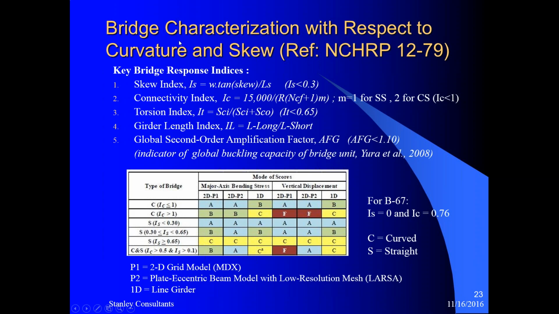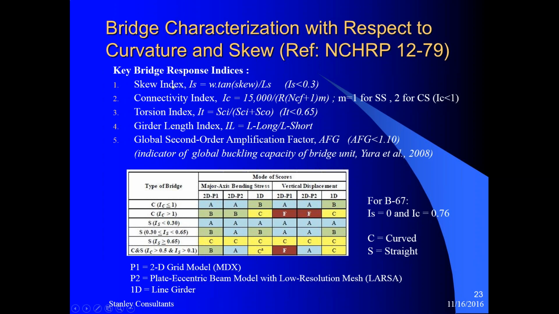Here I found some important information in the NCHRP report 12-79. Here they investigated hundreds of bridges in the United States and elsewhere, and then they ran a parametric study and identified some common parameters of these bridges, and then they call it key bridge response indices.